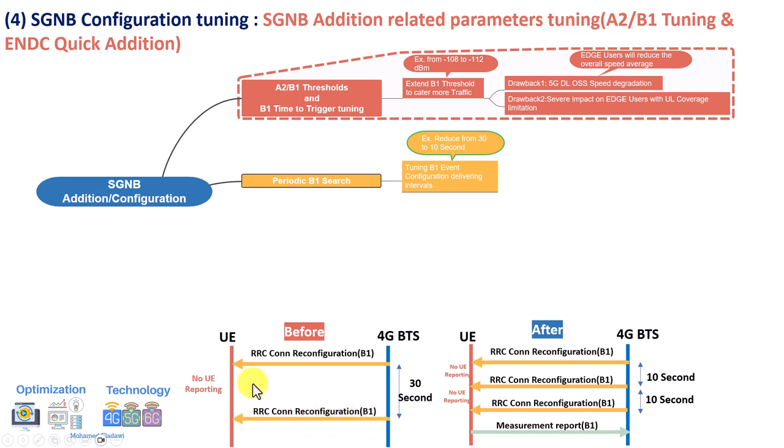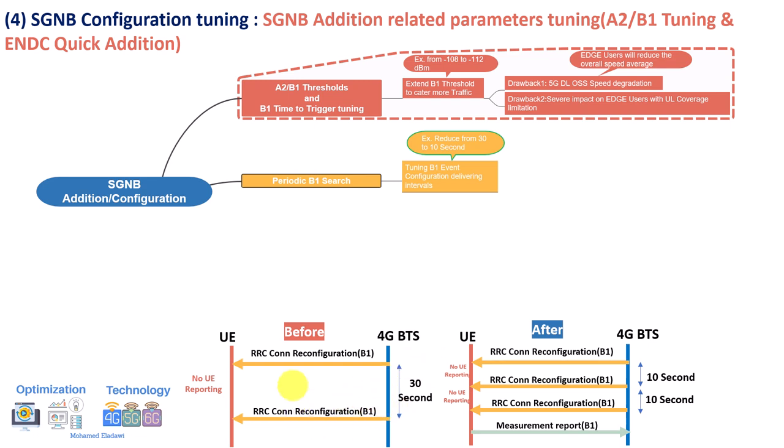And once delivered, the main point is that if you couldn't report, the configuration might be removed. So the BTS needs to reconfigure these B1 thresholds again. Assume that you already have periodic, but every 30 seconds. So this can take a longer time until you add the 5G.